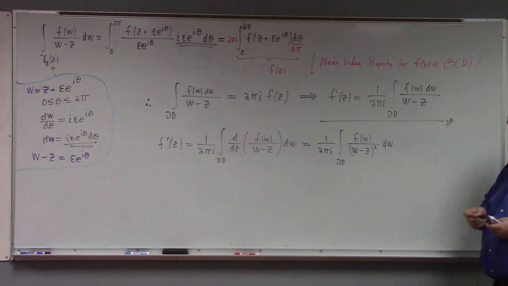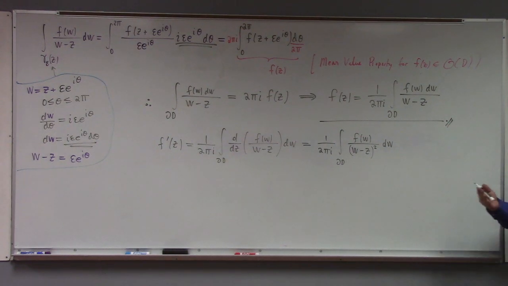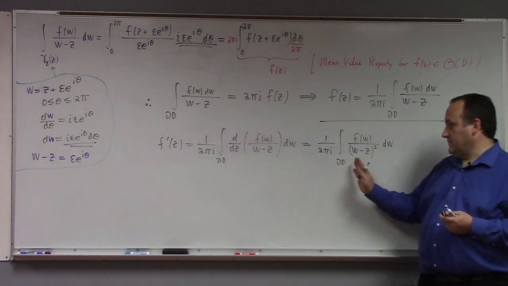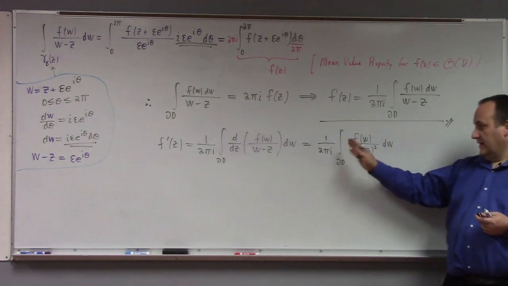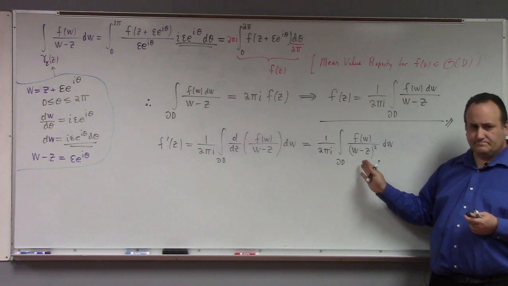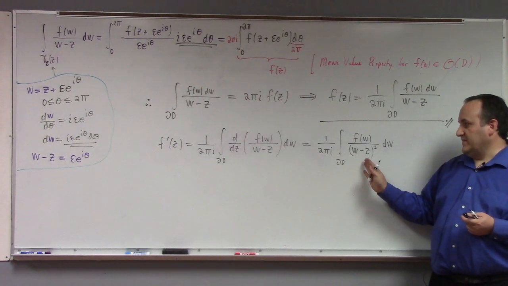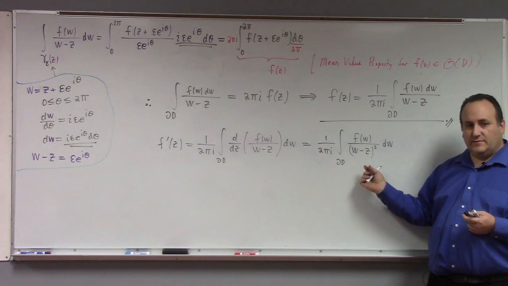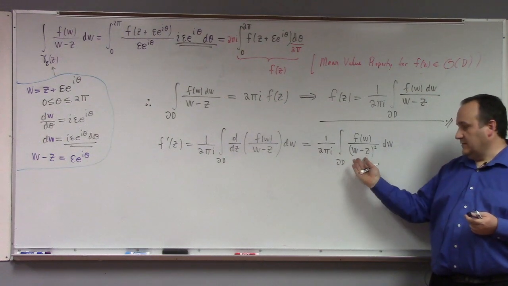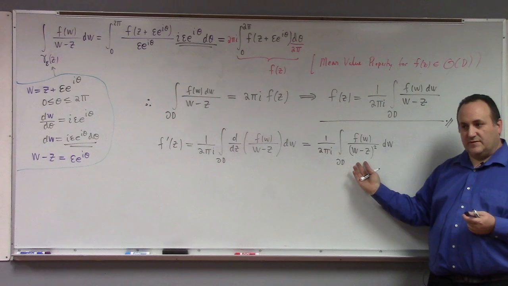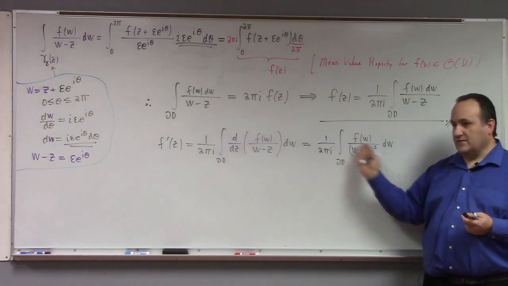Now this time I have to worry about the chain rule. I'm differentiating with respect to z. When I differentiate this with respect to z, I have the reciprocal, right? So I get minus 1 over w minus z squared, but then I have to multiply by the derivative of the inside, which gives me an additional minus 1. So minus minus gives me a plus. That's why I just have this.